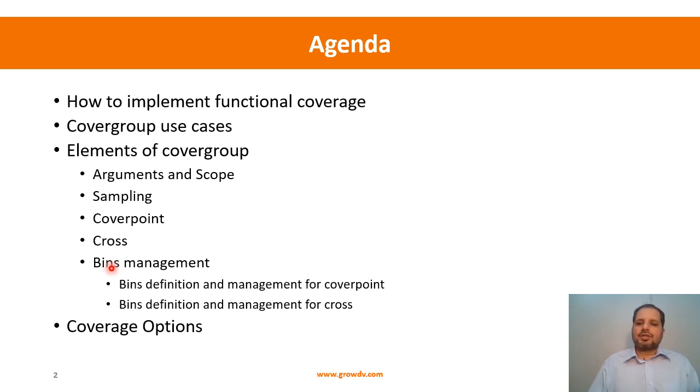Coverage options essentially help us control the behavior of a cover group, and that control of the behavior manifests itself in the form of the way the results get reported. It changes based on how we set the options. So we will look at those different options and how they change the coverage that gets reported.